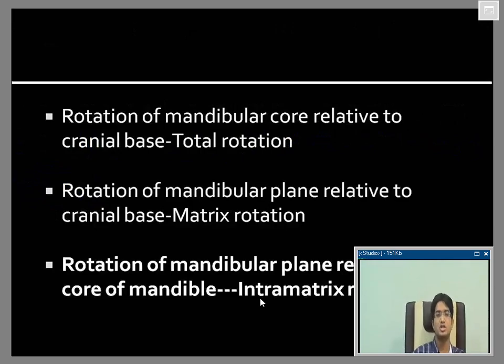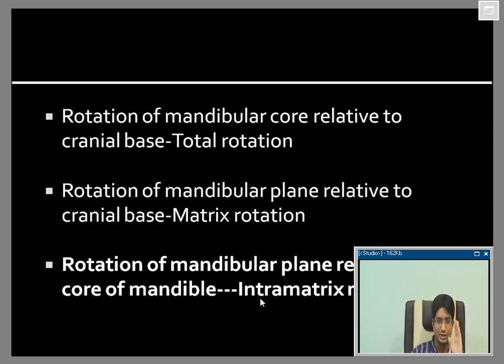What is total rotation? It is a rotation of the mandibular core to the cranial base. It is the total rotation. Okay. And what is matrix rotation? It is the rotation of the mandibular plane relative to the cranial base.